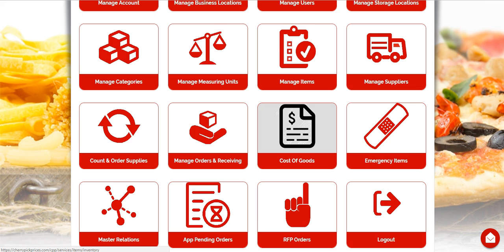If you're using the Cherry Good Enough Inventory feature, you can come in here and you can add your net sales and see your overall cost of goods and also your individual line item cost of goods for every single supply that you have.